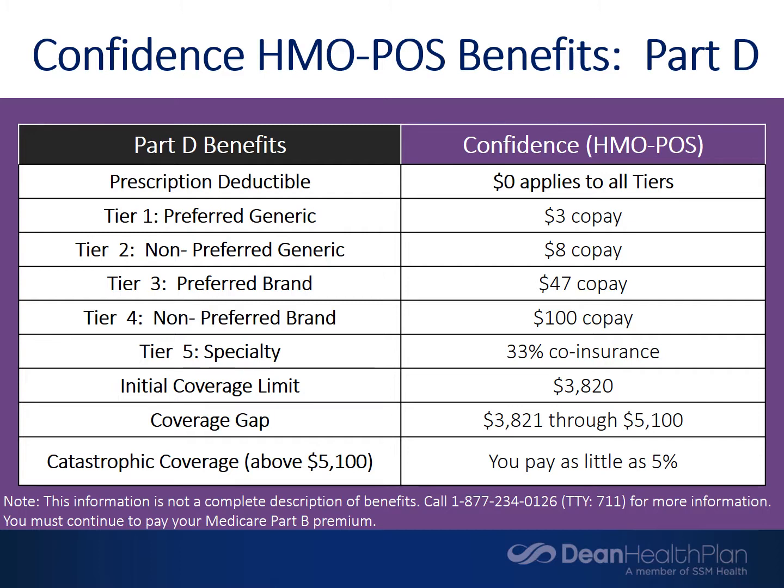The initial coverage limit is until you and Dean have together paid $3,820. The coverage gap is from $3,821 through $5,100. Once you reach the catastrophic coverage, you pay as little as 5%.